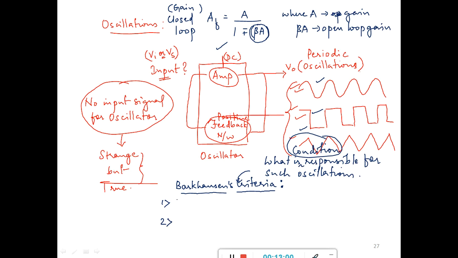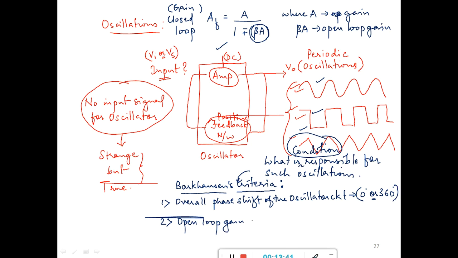The first condition states that the overall phase shift of the oscillator circuit must be either 0 degrees or 360 degrees. That's the first important point related to Barkhausen's criteria. The second important point is regarding the magnitude of the open loop gain. It must be ensured that beta into A must be equal to 1. If these two conditions are met, then any oscillator circuit can produce oscillations.